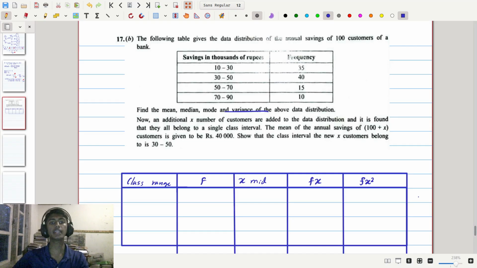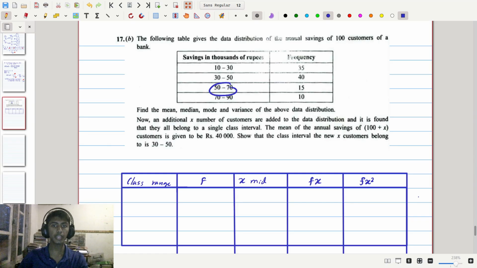After doing that, it tells us that now an additional X number of customers are added to the data distribution, and it is found that they all belong to a single class interval. So basically here, to this 100 customers, we add another X customers, and all X of these customers actually belong to the same class interval. So if it is the 10 to 30 range, then all X of these customers belong to the 10 to 30 range. If it's the 50 to 70 range, then all X of these customers belong to that single range.